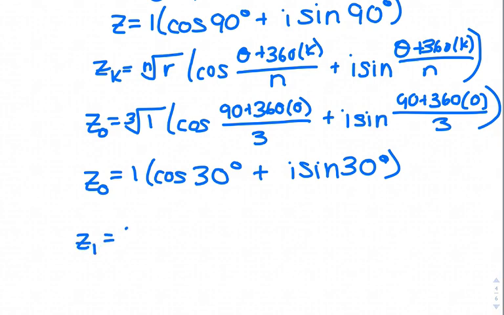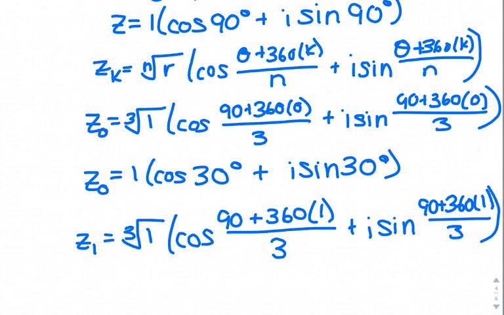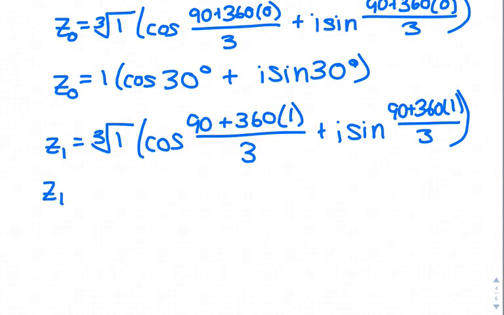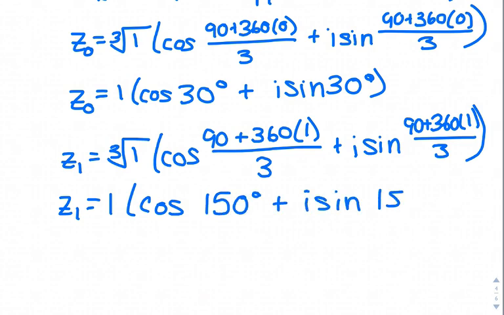So it'd be cube root of 1 cosine of (90 plus 360 times 1 divided by 3) plus i sine of (90 plus 360 times 1 divided by 3). So when I simplify this one, I get 1 times cosine 150 degrees plus i sine 150 degrees. So far I have 2 answers, and then I need to do z2.